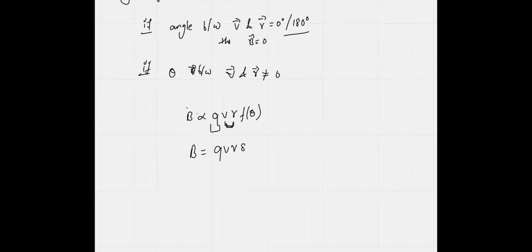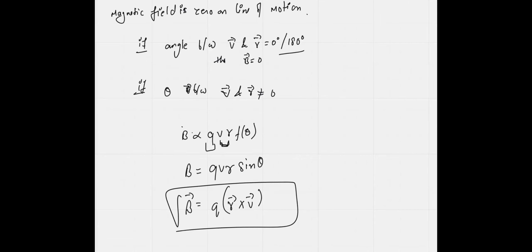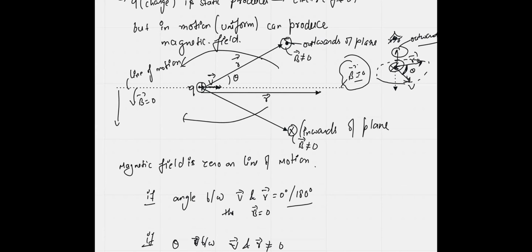Okay, R times sine theta. Now you can write it in the vector form. It can be written as Q R cross. This is the value of your charge, clear? How it works is like this: charge is there. So if this is going this way, this is going this way.